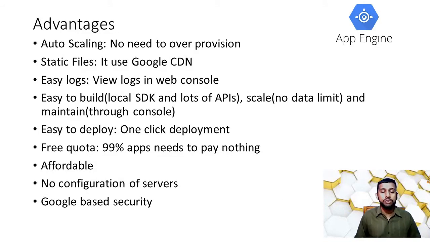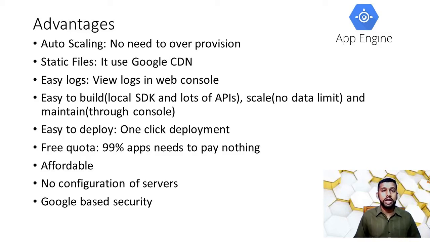The advantage of Google App Engine is auto scaling. Whenever an application needs additional resources, they will automatically be added to that application. Static files use the Google Content Delivery Network, which provides consumers fast content delivery. Easy logs: Google provides a simple web console to manage all the log files. As we have discussed the importance of logs in our application, Google provides a simple web console to manage all our web logs.